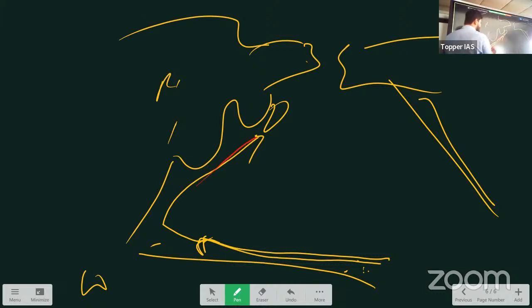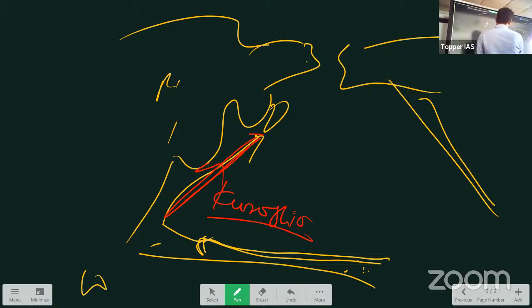Tell me what is this? What is the name of this current? Kuroshio. So is Kuroshio a warm current or a cold current? They will ask this. It's a warm current. Now, this is the North Pacific Current. It will come back, right?